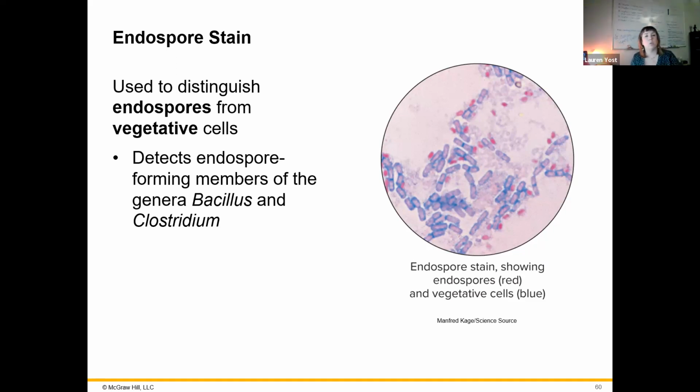Endospore stains. So endospores are like protective structures for bacteria. And we will, don't worry, talk about those plenty when we get into the bacteria chapter in chapter 4.